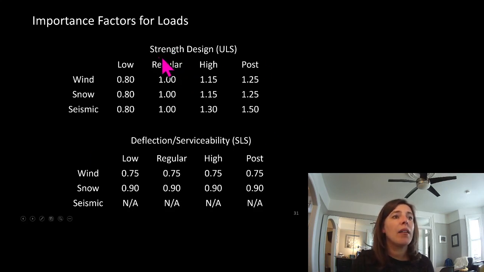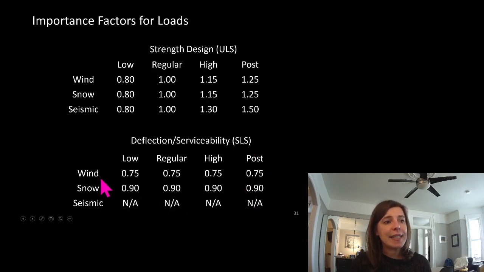So you can see here, for wind, snow, and seismic, for an ultimate limit states, a regular building, the importance factor is 1, which is normal, which means we're not doing anything. It doesn't change our load in any way. For a high importance or a post-disaster importance, our loads start to go up. You can see for a post-disaster building, we design it for 50% more seismic load. So take the worst earthquake your region could possibly see in a certain time frame, and then we multiply it by 50%.